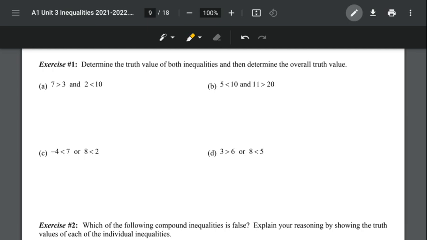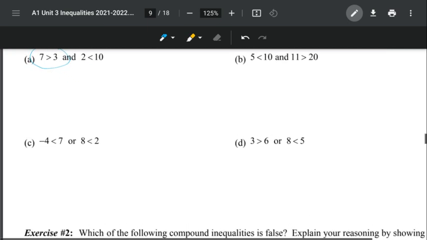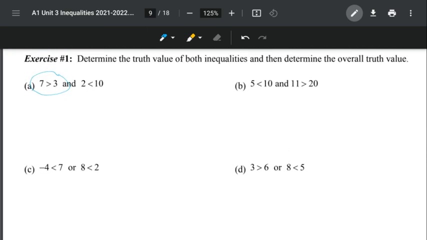Sometimes, believe it or not, it's easier to work with numbers. So example 1 says determine the truth value of both inequalities and then determine the overall truth value. Our first problem here is 7 bigger than 3. Remember, the alligator mouth bites the bigger number. That's true. And is 10 bigger than 2? Yeah. Both of those are true, so the whole statement is true.